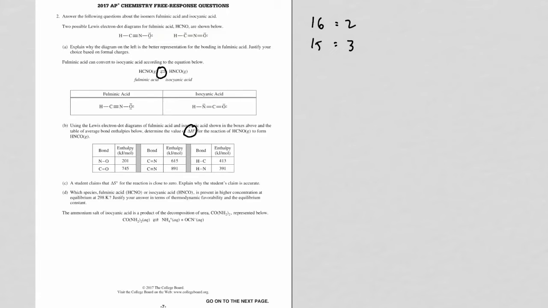Remember, when bonds are broken, that's endothermic. The bonds here are formed, and bonds formed are always going to be exothermic. That means you're going to have a negative delta H for them.